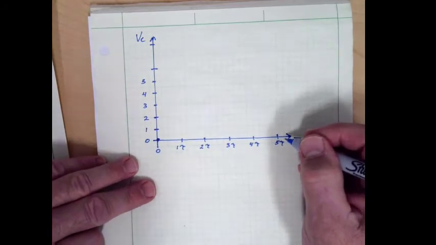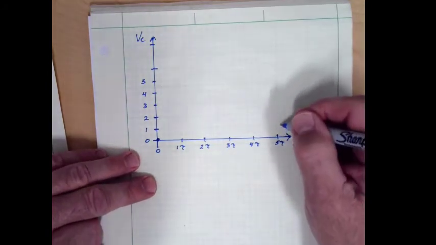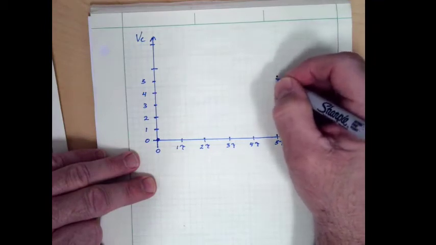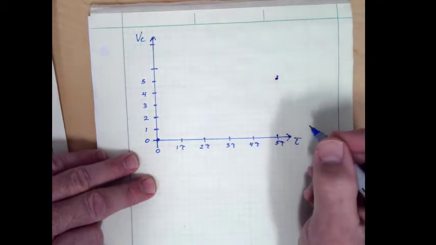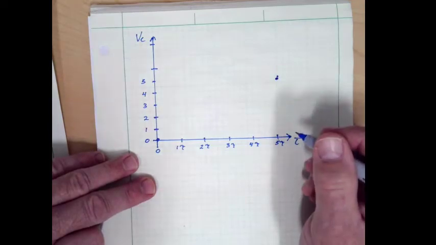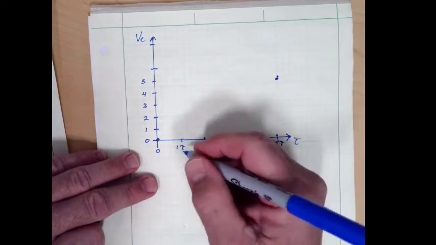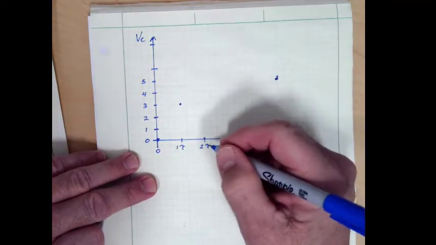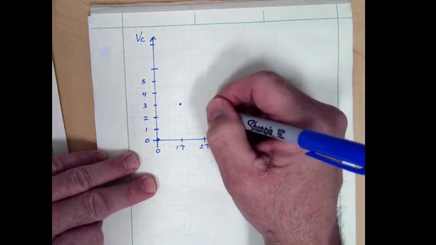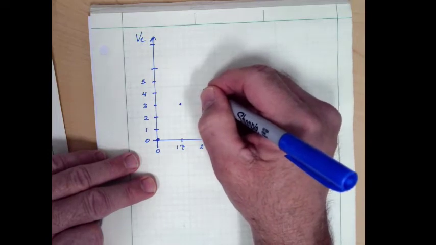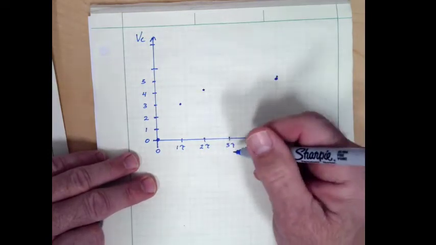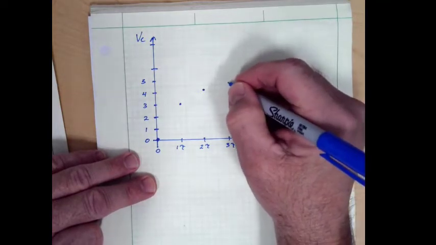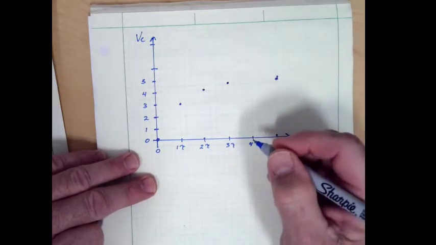At time 5 tau, we're at 4.8 volts. So I'll go up here, and that's 5 volts, so 4.8 to be right in here somewhere. And then at 1 tau, we're at 3.03 volts, so I'm just going to put it right there. 2 tau, we're at 4.2 volts, so a little bit more above that line. 3 tau, we're at 4.6 volts, so something like that.